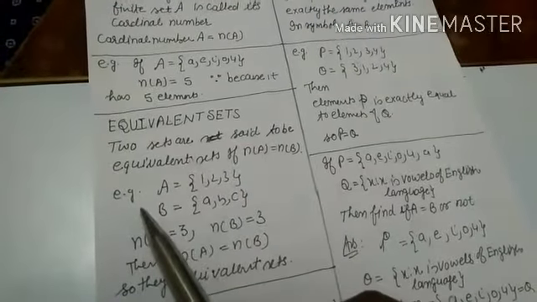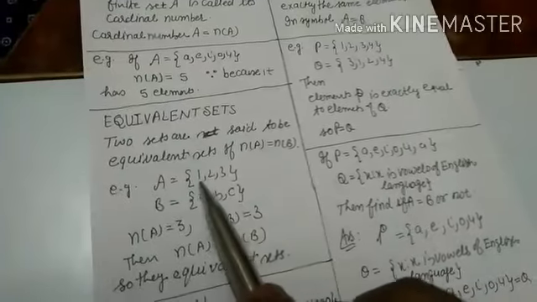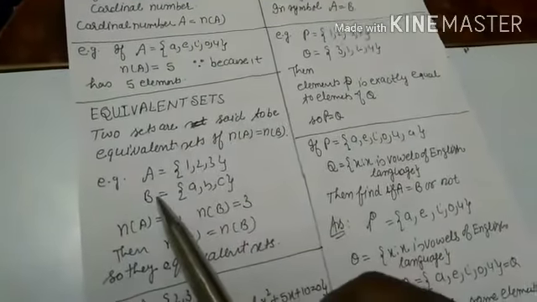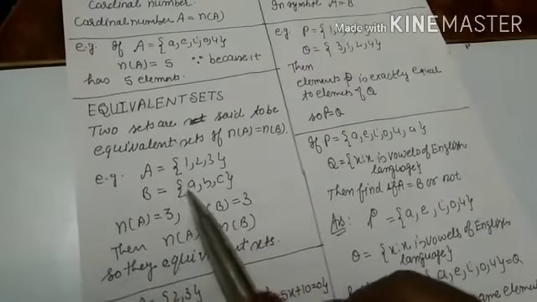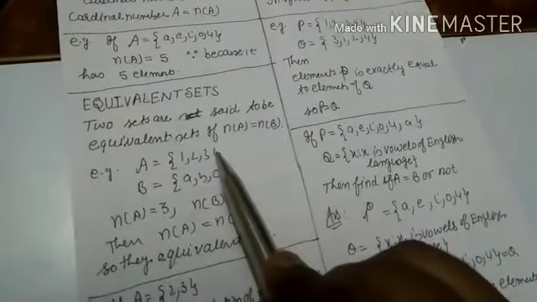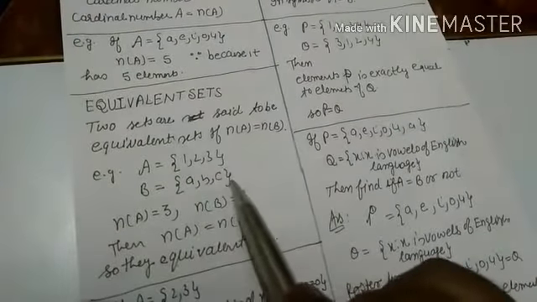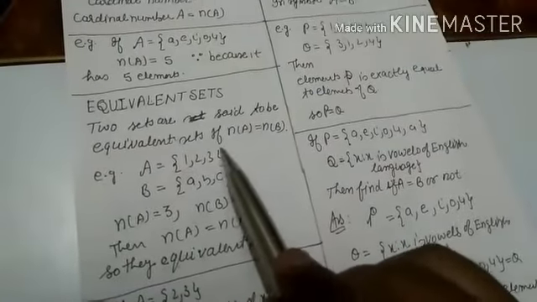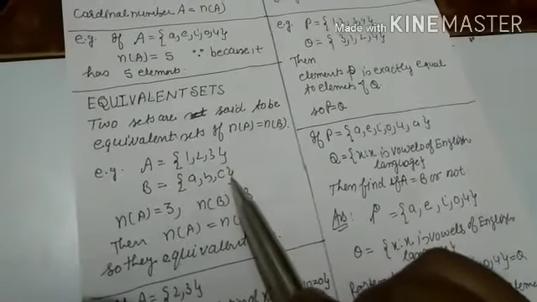Let us take an example. If A is {1, 2, 3}, A has the elements 1, 2 and 3. B has a, b, c, and the number of elements it has is also 3. Look, its elements are 1, 2, 3. Its elements are a, b, c. Both the sets do not have the same elements, but the number of elements is the same.